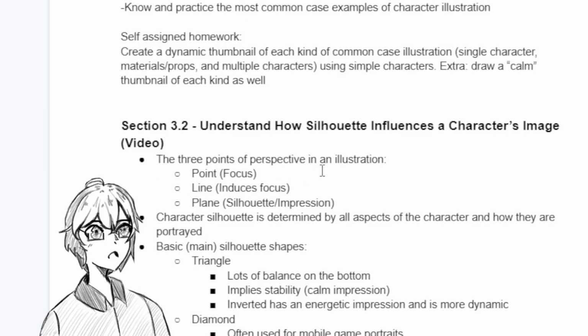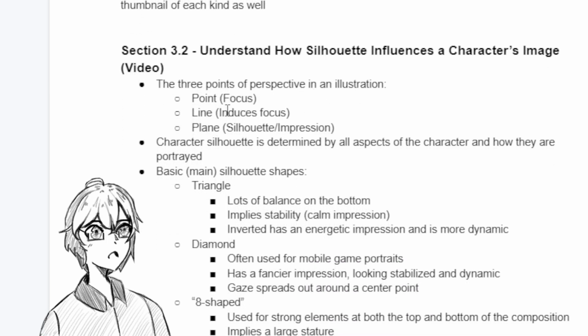In any case, getting into the notes today, the 3 points of perspective in an illustration are going to be the point, the line, and the plane, and this is in regards to the silhouette. In terms of the perspective of the illustration, not to be confused with other perspective that we've considered and gone through in this course. The point's going to be any point of focus on the character in terms of the silhouette. The line is going to be what induces that focus, so how those points transition around the character and the silhouette. And then the plane itself, which is going to be the actual silhouette and the impression that it gives you overall.